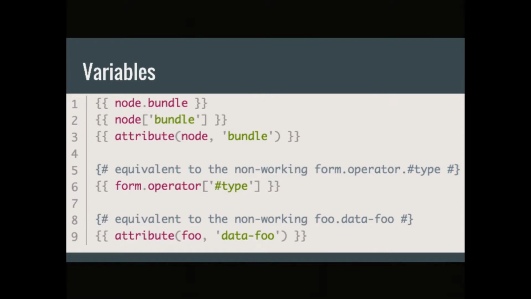Or, for example, this is not done in Drupal, but if for some reason your variable name contains a dash in the middle, Twig will interpret that as a math operation, so it will break. In that case, you can use the attribute function. So you put attribute, the name of the variable, and then the name of the attribute that you want to print.